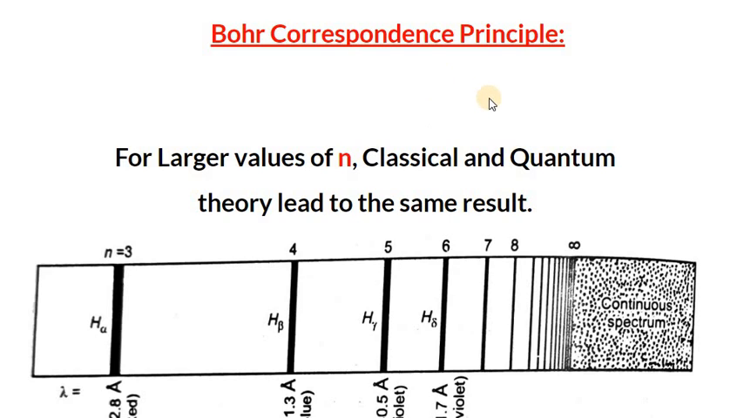In the case of a macro body, you can apply classical mechanics. So for larger values of n, you will get the same result from classical and quantum mechanics. That means for larger values of n, classical and quantum mechanics lead to the same result, and classical and quantum mechanics merge. And we will get a continuous spectrum for larger values of n. This principle, that for larger values of n classical and quantum mechanics generally provide the same results, is called the Bohr correspondence principle.